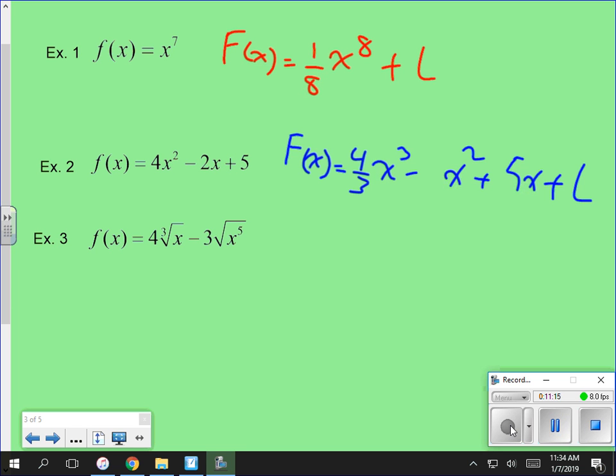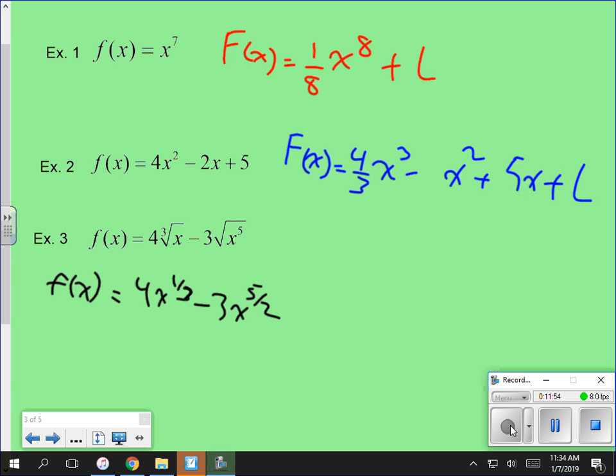This one, you can't do derivatives with square roots, cube roots or fourth roots. What do you have to do? You have to rewrite it as a fractional exponent. You must do the same thing to do antiderivatives. Rewrite them as fractional exponents before you do the antiderivative. So your first step is to actually rewrite the function. So I have 4 times x to the 1/3 minus 3 x to the 5/2.